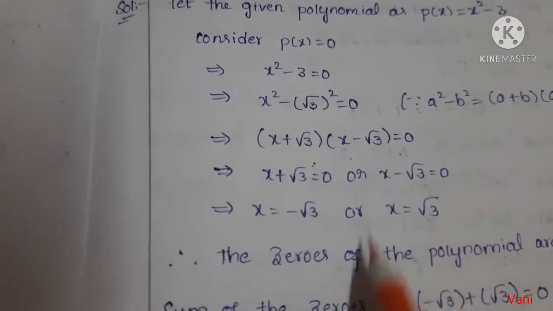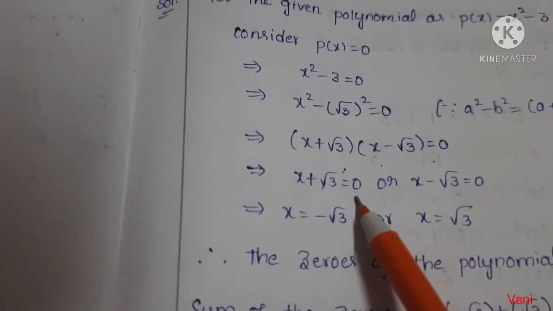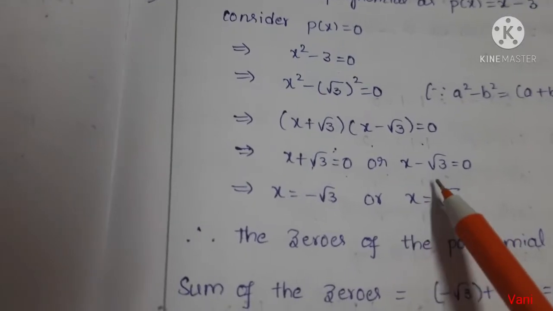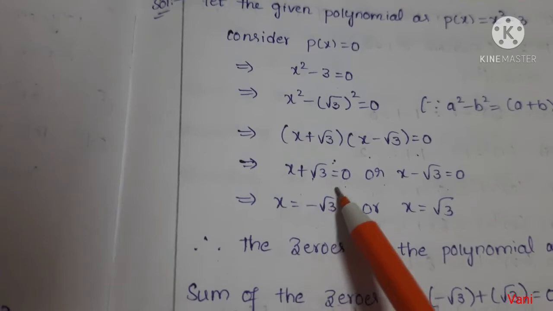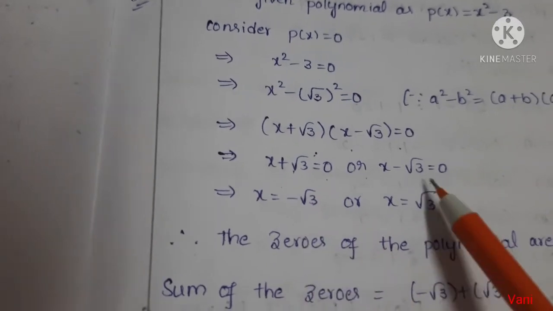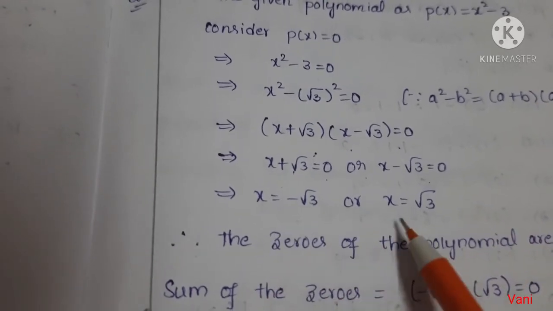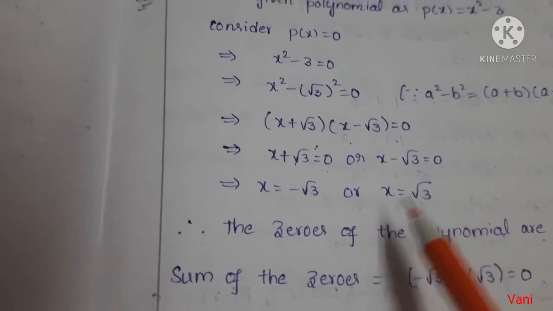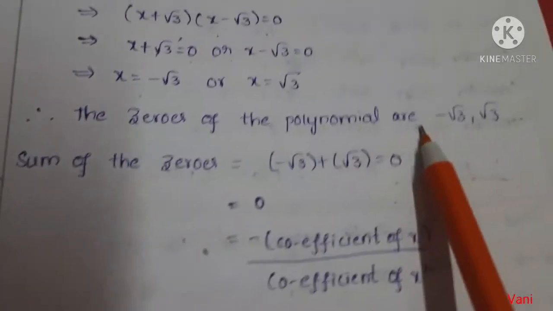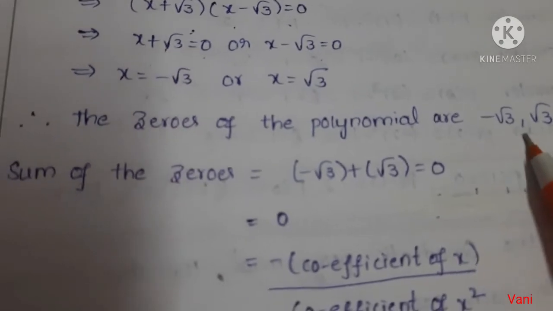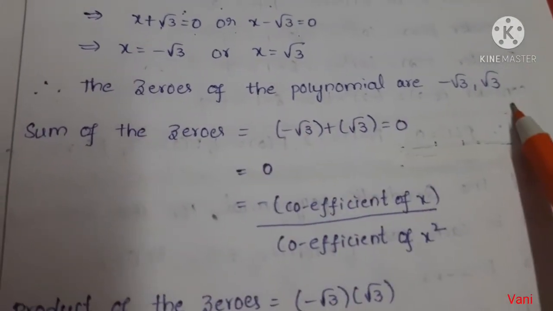The product of two factors is equal to 0, which means any one of the factors should equal 0. So x plus root 3 equals 0 or x minus root 3 equals 0. By transposition, plus root 3 sent to the RHS becomes minus root 3, and minus root 3 sent to the RHS becomes plus root 3. So x is minus root 3 or x is root 3. These x values are nothing but the zeros of the polynomial. So the zeros of the polynomial are minus root 3, root 3. In this problem we found the zeros of the polynomial.